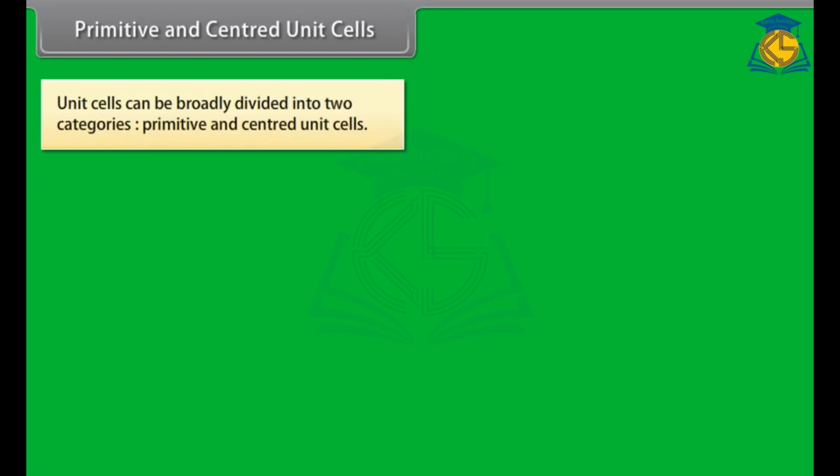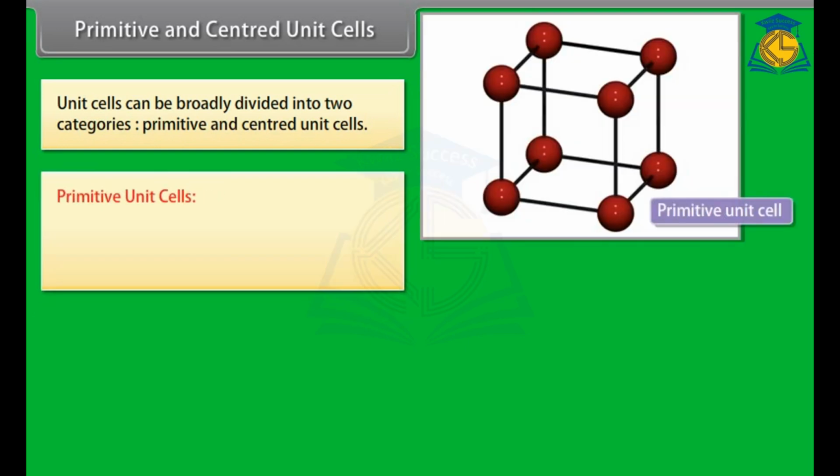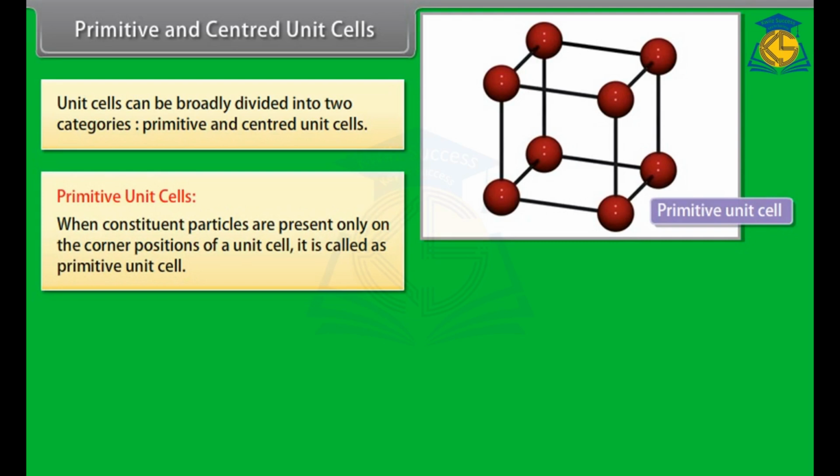Primitive and centered unit cells. Unit cells can be broadly divided into 2 categories: primitive and centered unit cells. A. Primitive unit cells. When constituent particles are present only on the corner positions of a unit cell, it is called a primitive unit cell.